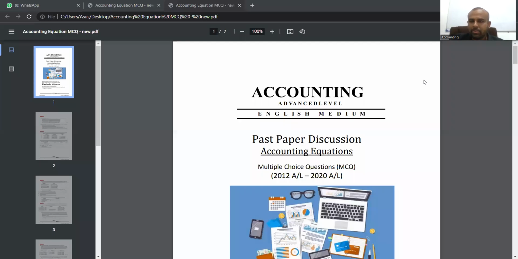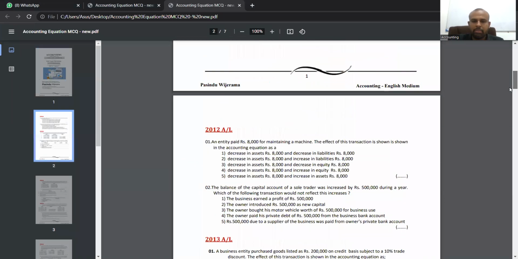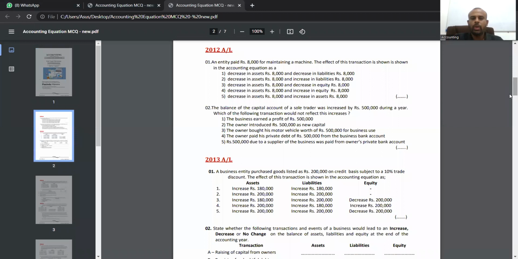Right. We will start the accounting equation past paper discussion from the MCQ part, which is 2012. In the 2012 paper, you can see there were two questions that have been tested. We'll look at the first question. I believe all of you will have covered your theory parts, either physically or online. An entity has paid 8,000 for maintaining a machine. The effect of this transaction is shown in the basic accounting equation.